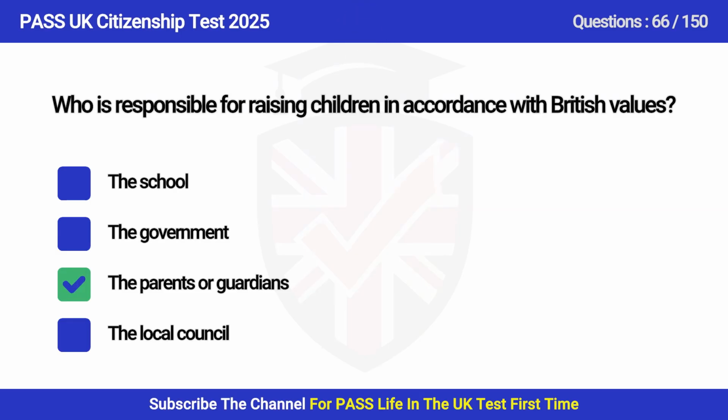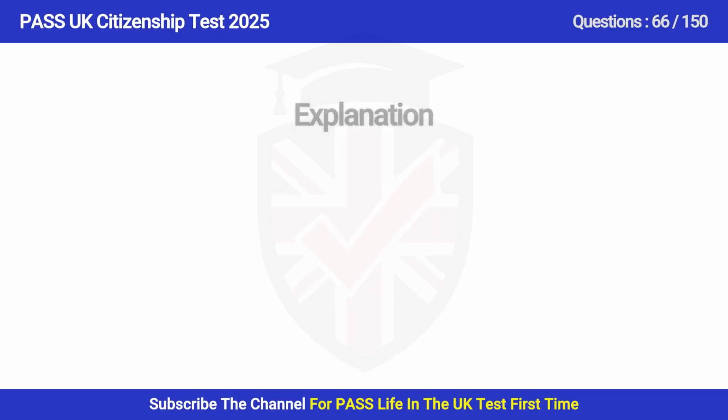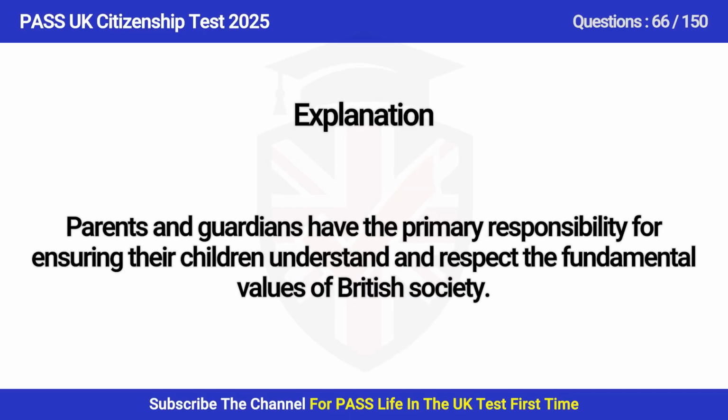Answer is C. The parents or guardians. Parents and guardians have the primary responsibility for ensuring their children understand and respect the fundamental values of British society.